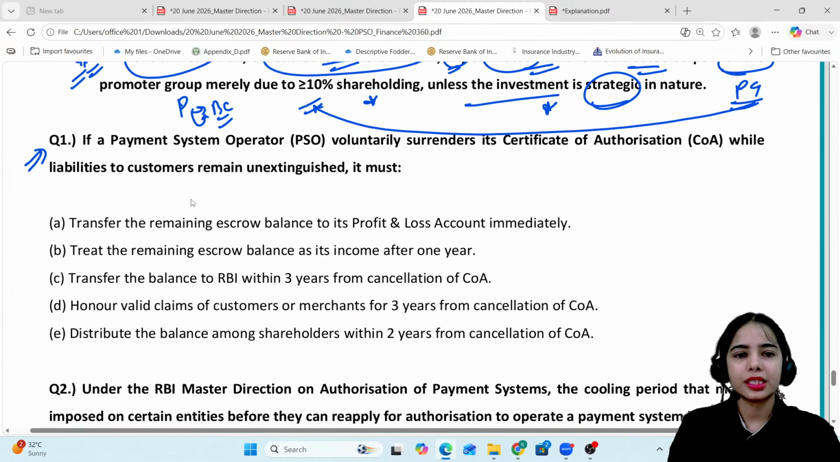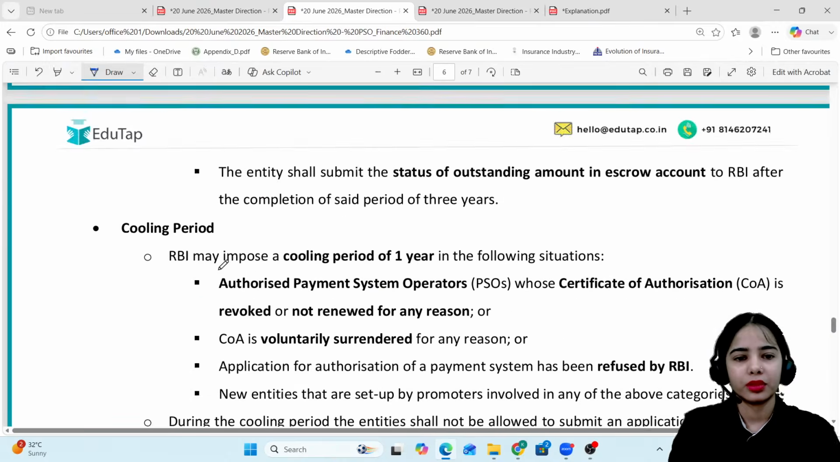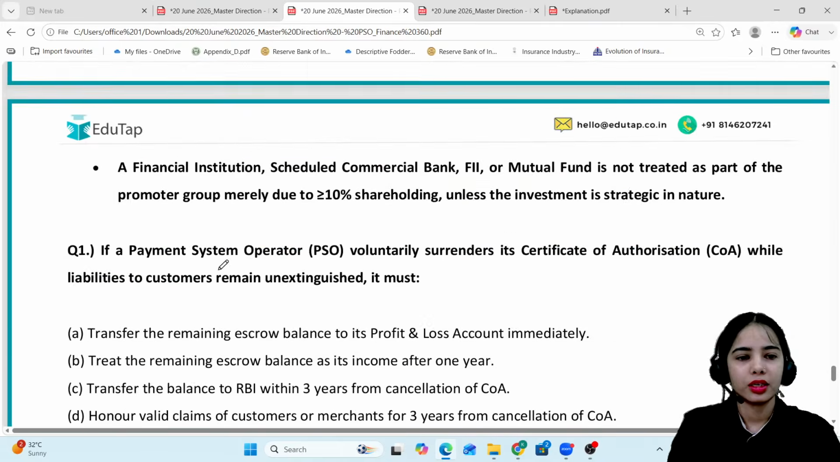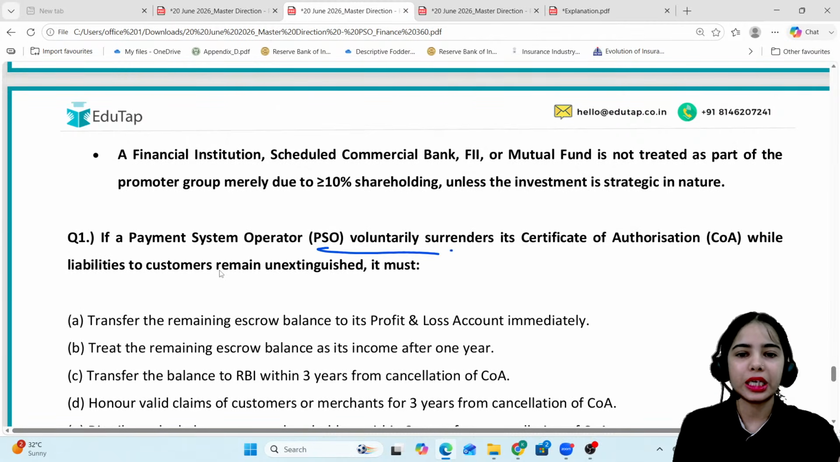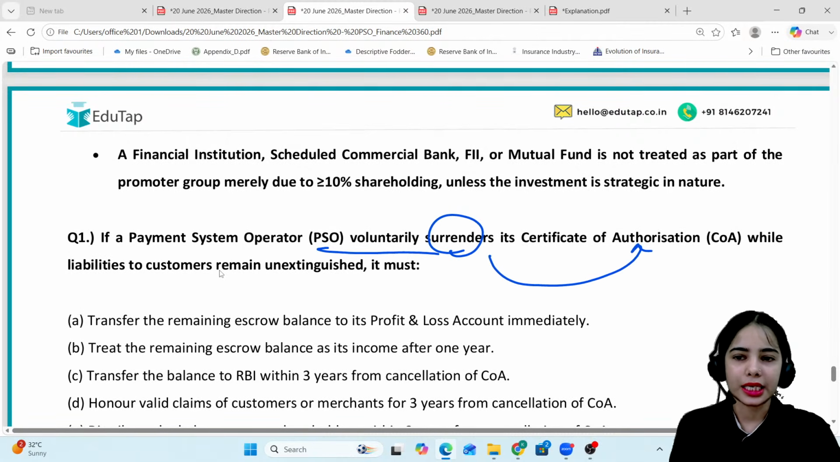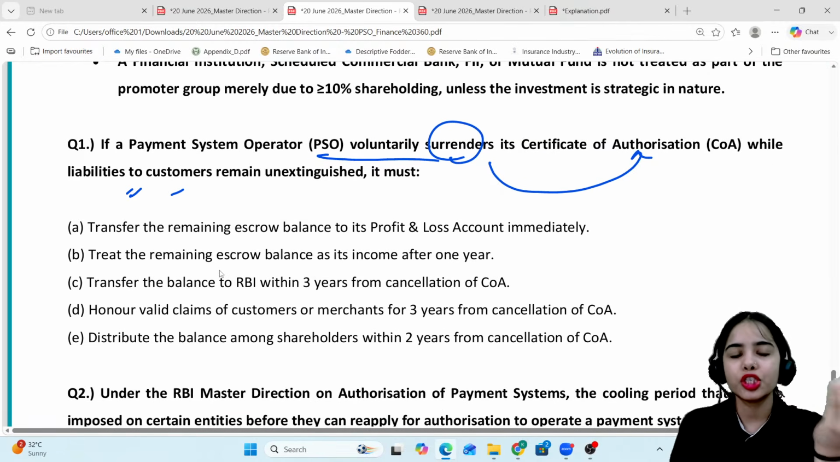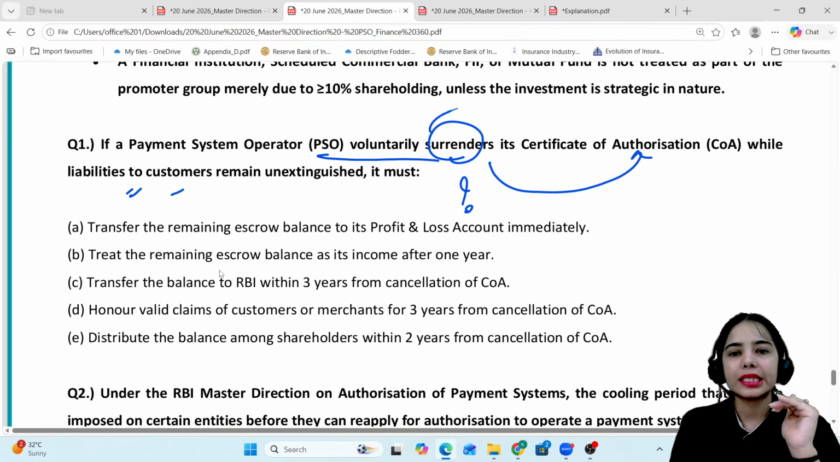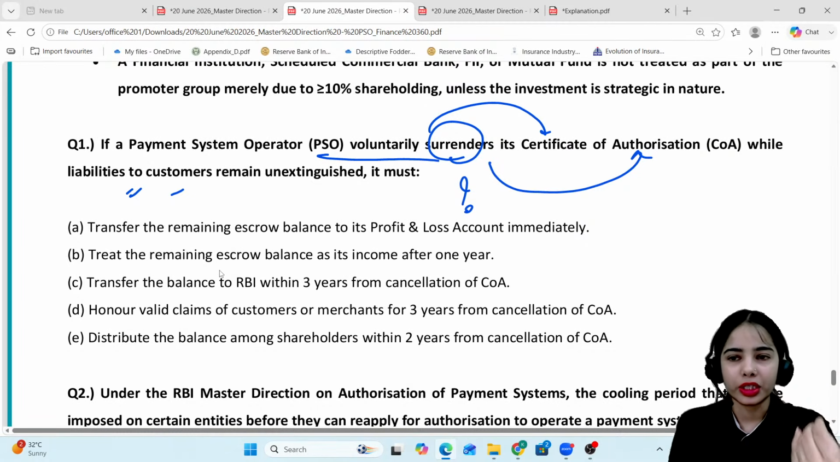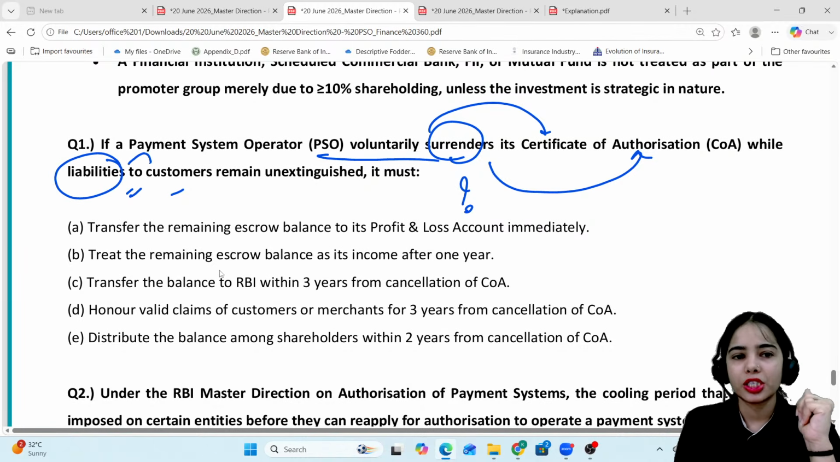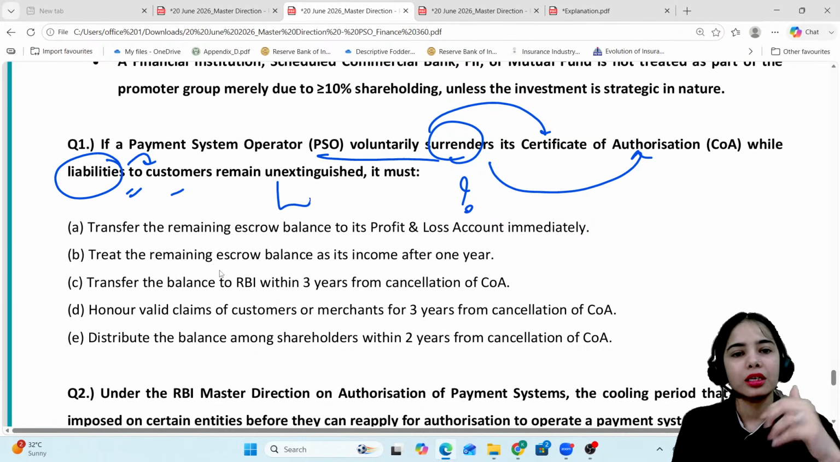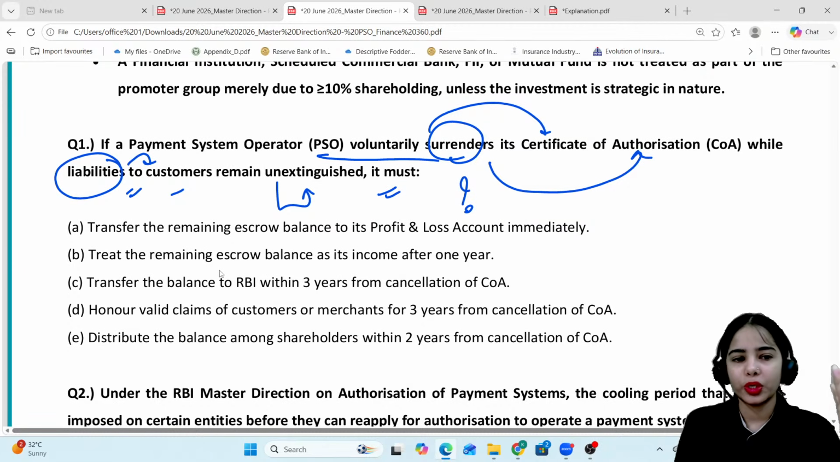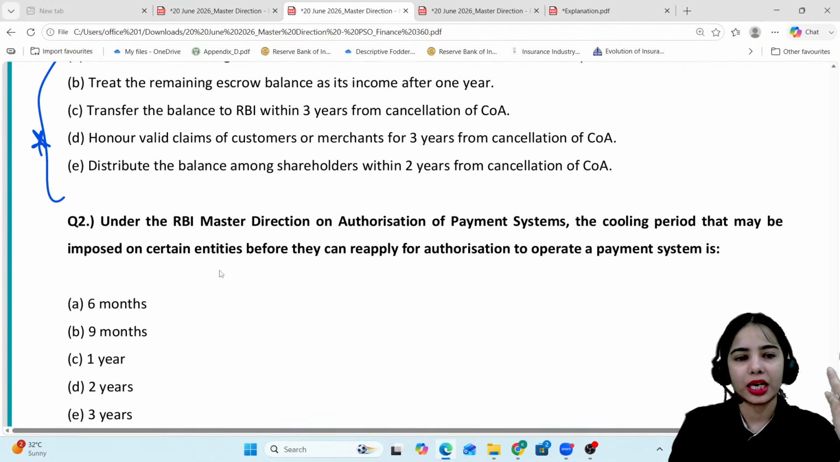Let's see the questions now. If a payment system operator voluntarily surrenders its certificate of authorization while liabilities to customers remain unextinguished, it must do what? So if a payment system operator is voluntarily surrendering its certificate of authorization while liabilities to customers, merchants, agents remain present, it must do which of the following? So that is the first question.